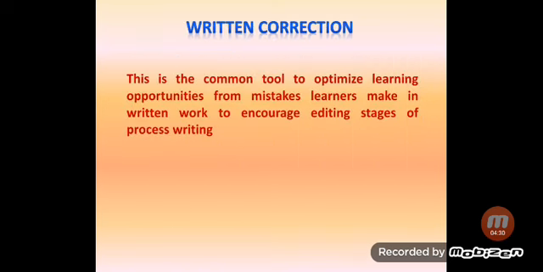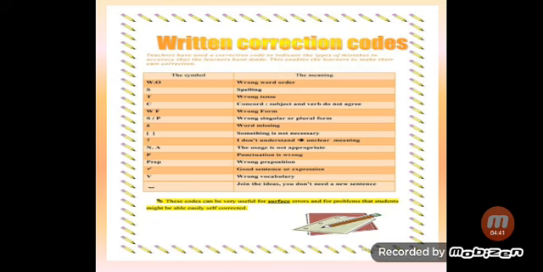The next type of correction is written correction. This is a common tool to optimize learning opportunities from mistakes learners make in written work to encourage editing stages of process writing. Every teacher uses his own written correction codes. For example, in this table you see different symbols, and these symbols have different meanings. For example, WO means that there is a wrong word order. S means that there is a mistake in spelling. T means that the tense is wrong.